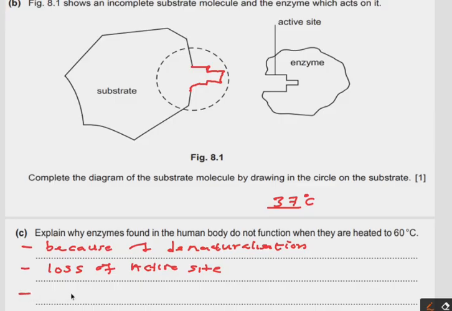Then the last one is irreversible damage. What it means is that once enzymes undergo denaturation, they are not going to be reversed. That is one thing that you need to understand. That's the reason why I'm including irreversible damage. So they're not going to be reversed. Those are the important things to include when they ask you why they don't function. So that was the last one.